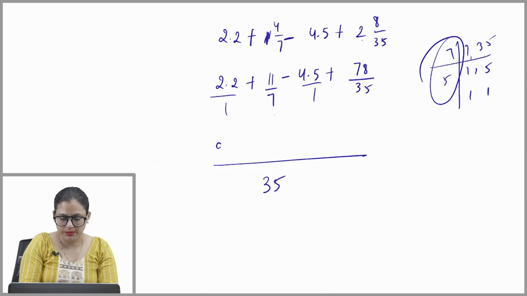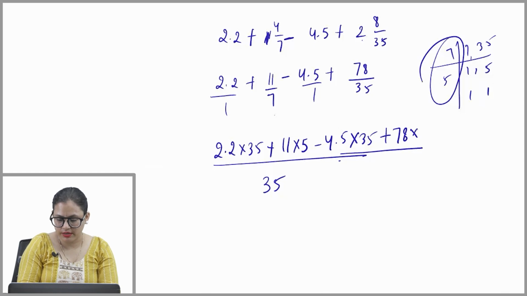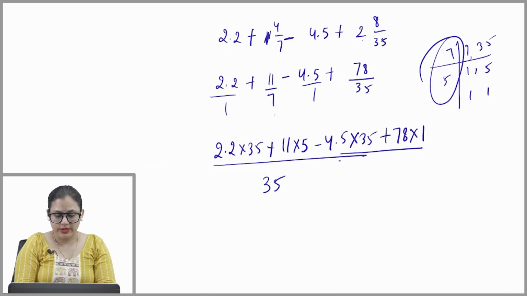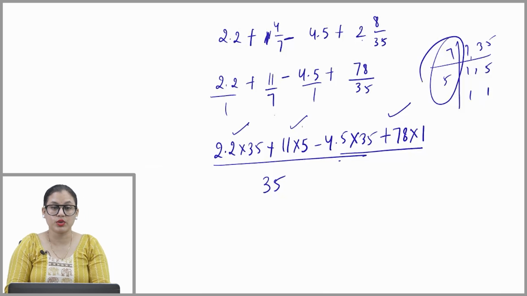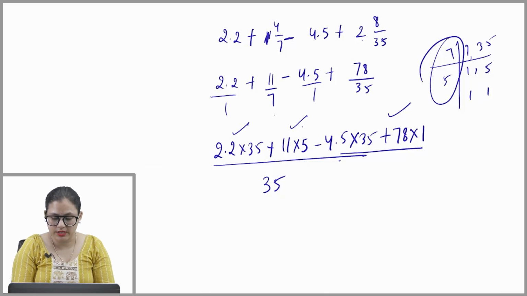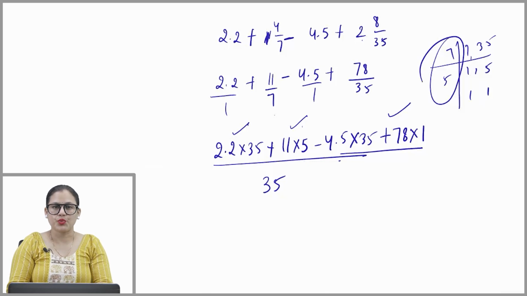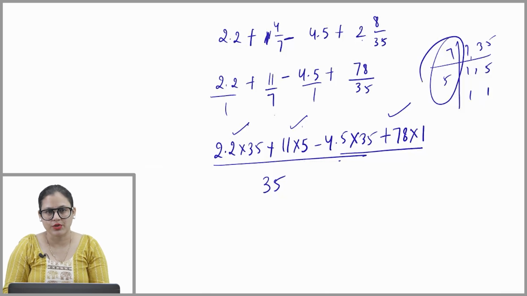Okay. So you will multiply 2.2 by 35 plus 11. Here you will multiply by 5, minus 4.5. You will multiply by 35, and here no need to multiply. You can write it 78. Then you will find the products and add these two numbers. Or you can also do it like this: this product and this product will be added, and then after getting the sum, you will subtract this product. Then express the number as a mixed fraction.